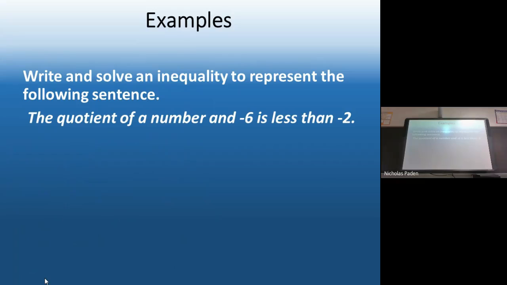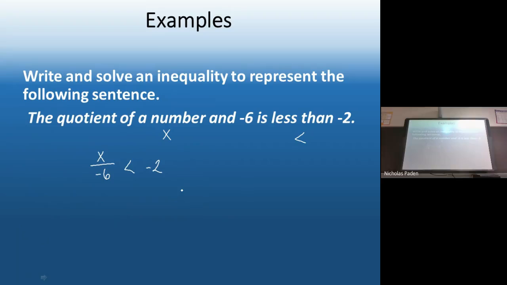And so this says the quotient of a number and -6 is less than -2. Well, less than, I know it's going to be a less than sign. Okay, what is the quotient? What operation would the quotient be? Quotient means we had to divide. And so I've got a number. Remember, a number is x. So a number and -6. The quotient of that would be x divided by -6. Remember, when we do equations or inequalities, we don't want to actually put divided by. We want to put a fraction. So x over -6 is less than -2. So that is our inequality.